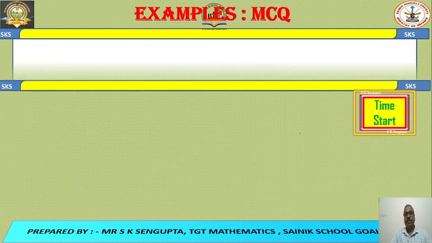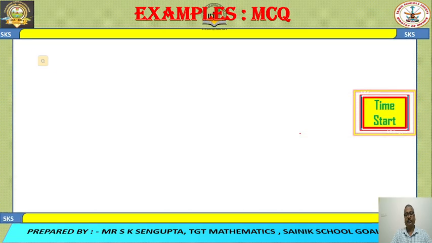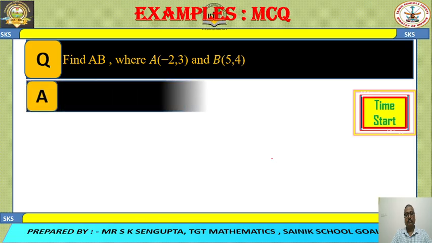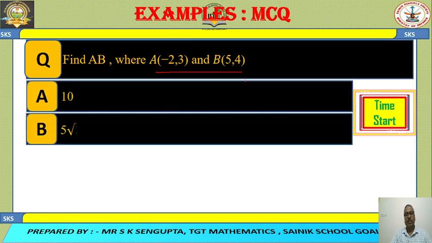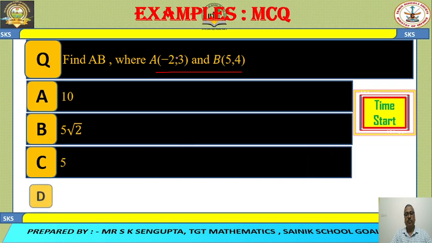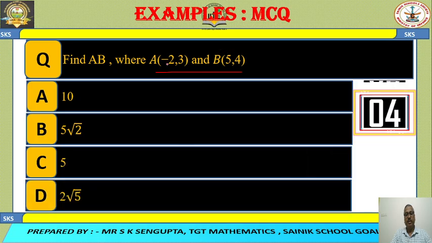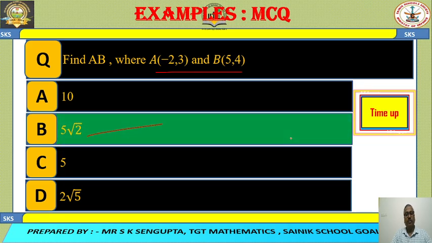So, yes. Next question. Find the distance between these points. So 5 minus of minus 2, that is 7 square, plus 1 square. So the option is 5 root 2, that is root over of 50. Root over of 50 is 5 root 2.